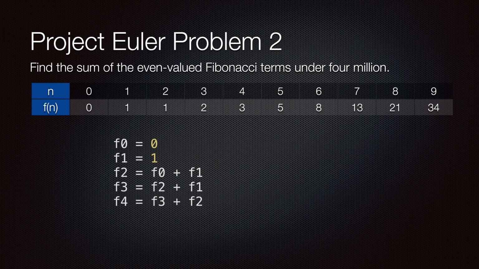Here are the first few Fibonacci equations. If we kept going, we'd run out of variables. Let's try reusing some. Our first real computation is at F2. F2 is the sum of the first previous and the second previous variables. Let's update their names.